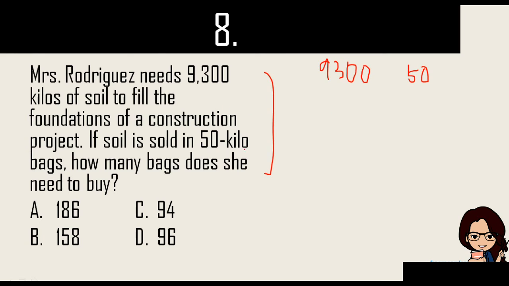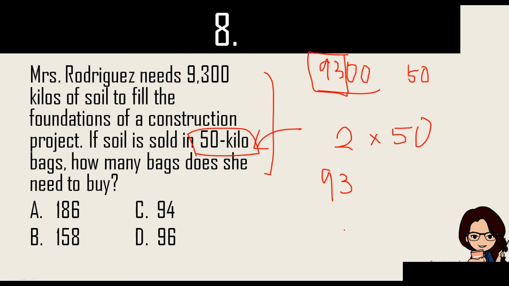Okay? Alam ko na sa bawat 100 kilos ng soil ay merong dalawang 50. Right? Ngayon, looking at this number, this is basically 93 na 100. Right? 93 na 100. Okay? So, anong kailangan kong gawin para makuha yung sagot? Ang gagawin ko lang would be, dahil sa bawat 100 na to ay may dalawang 50, ang gagawin ko lang ay 93 times 2. Okay?